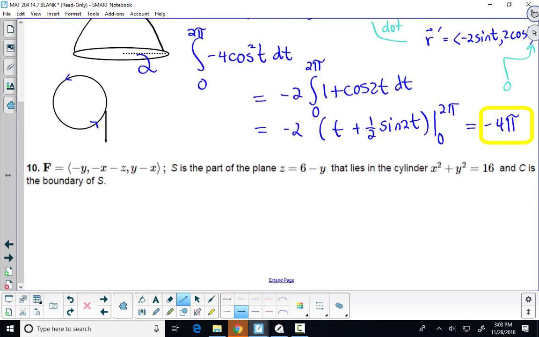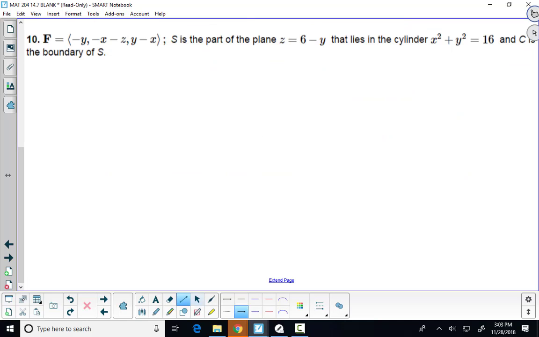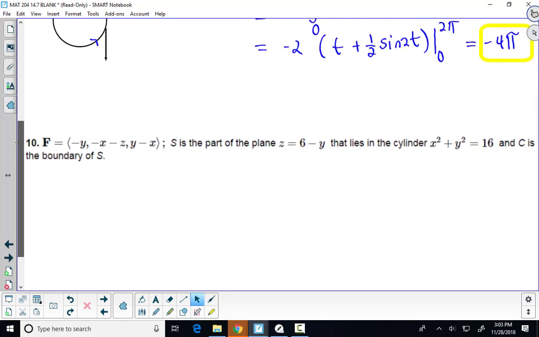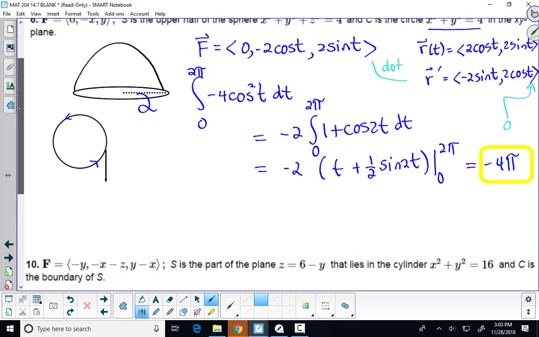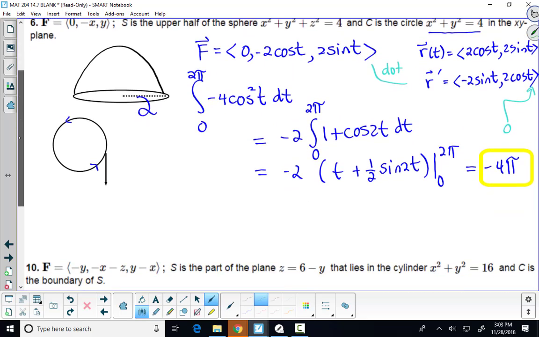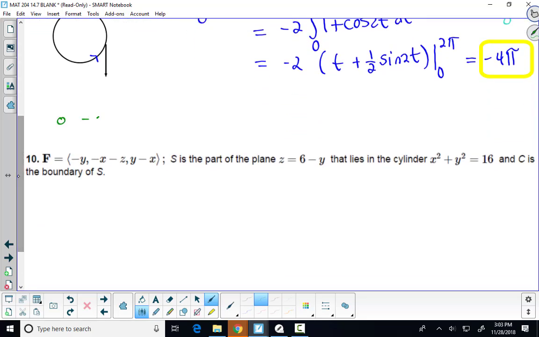Okay, let's do this. We didn't do the second part yet. So for the second part, we have to find the curl of the vector field and then add up the normal component of the curl. So let's find the curl of that field, 0, -x, y. To find the curl, we use this crazy looking matrix.